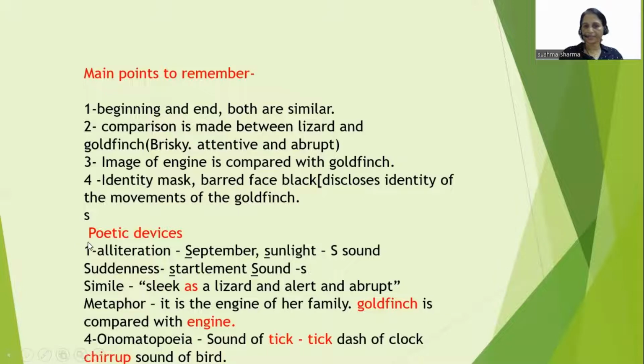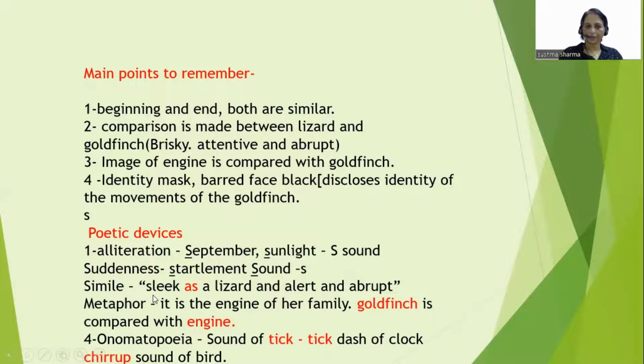Now, poetic devices which the poet has used: alliteration. So alliteration is what? When the consonant sound is repeated in the words. September and sunlight: September begins with S, and sunlight also begins with S. Both have the same sound of S. Another example is suddenness and startlement. Suddenness starts with S, and startlement also starts with S. So both have the same consonant sound. This is the example of alliteration.